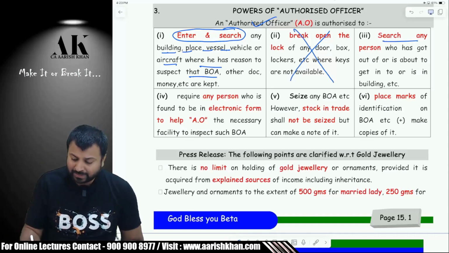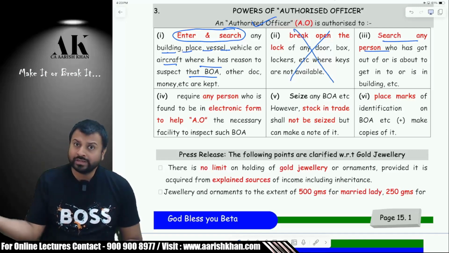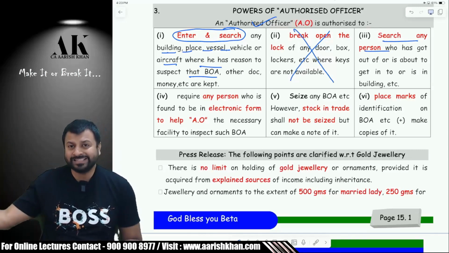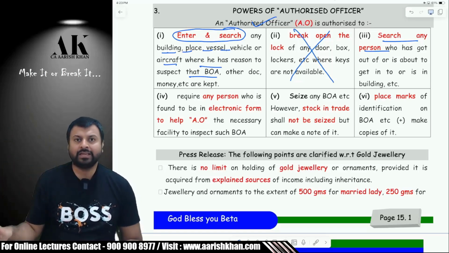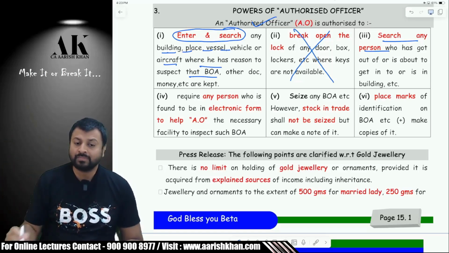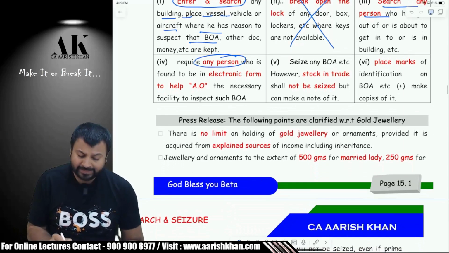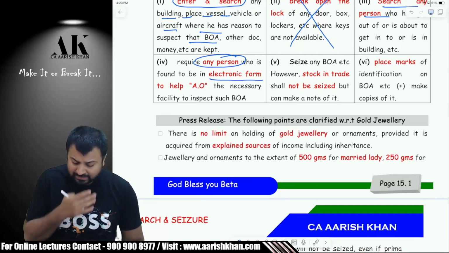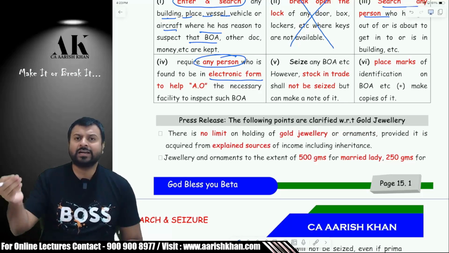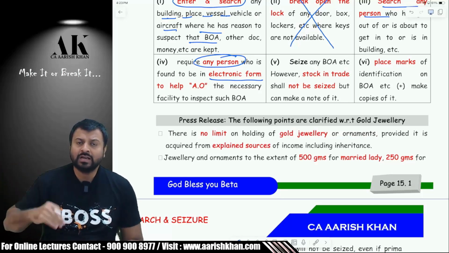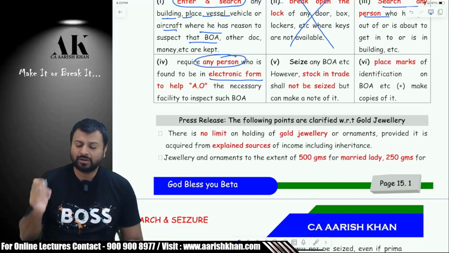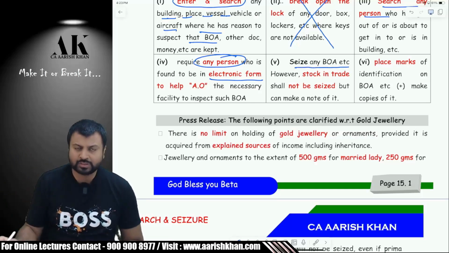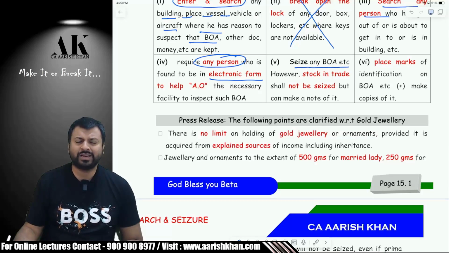Then he has the power to search all the people who go inside the building, who come outside the building, who are inside the building. He has the power to search all of them. Okay. Then he will ask the assessee to give the information, that is the books of accounts, etc. He will ask the assessee to give the passwords, etc. if it is in the electronic form. Okay. Last but not least, he will now start to seize your books of accounts, documents, money, bullion, jewelry, etc. But he will not seize your stock in trade.